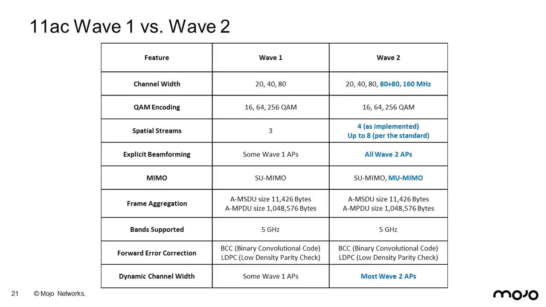Channel width with wave 2, we can get 80 plus 80, where 2 non-contiguous 80 megahertz channels can be bonded to form a 160 megahertz channel, or a contiguous 160 megahertz channel. Right away you'll double the throughput capacity of an 80 megahertz channel. However, we don't have a lot of spectrum.